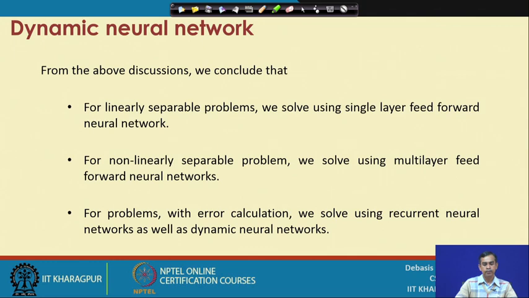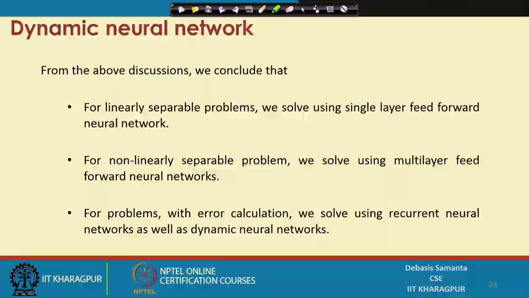Now, as a summary, for linearly separable problems we can design the neural network architecture in the form of a single layer feed forward neural network. On the other hand, for non-linearly separable problems we can use either a multi-layer feed forward neural network or a higher configuration like a recurrent neural network or dynamic neural network. The recurrent neural network and then the dynamic neural network we can use if we want to take the errors into account in the computation.